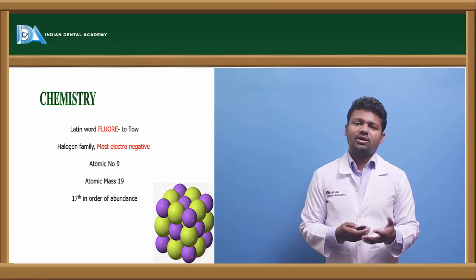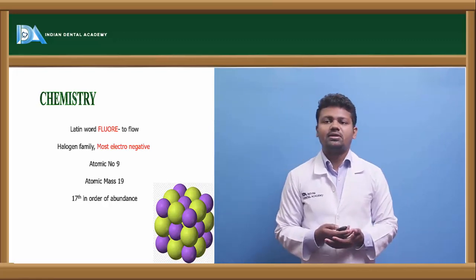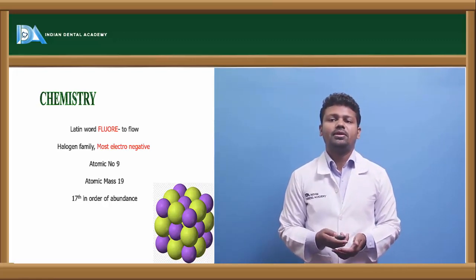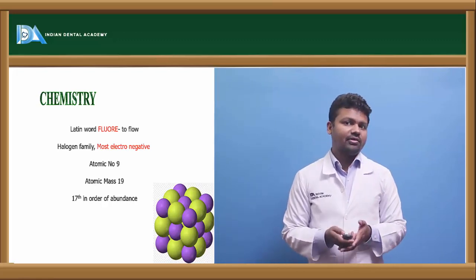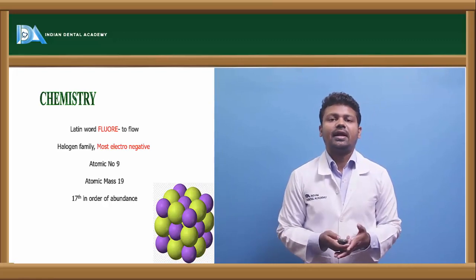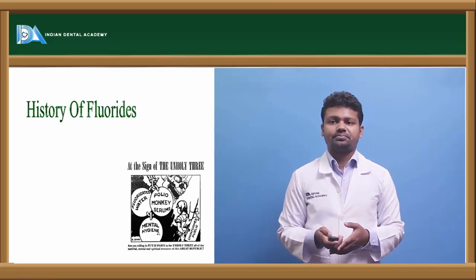Its atomic number is 9 and its atomic mass is 19. It's 17th in the order of abundance. It is a member of the halogen group. It's the most electronegative element because it can react with any other element.